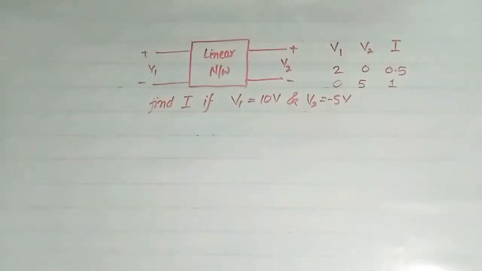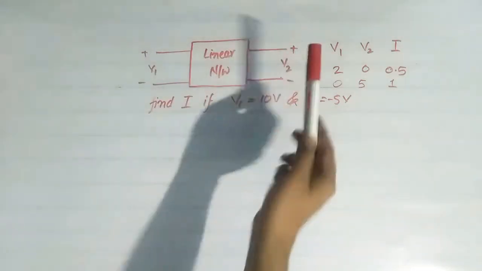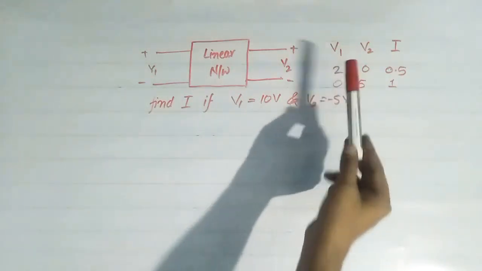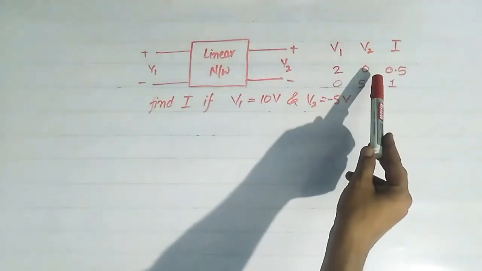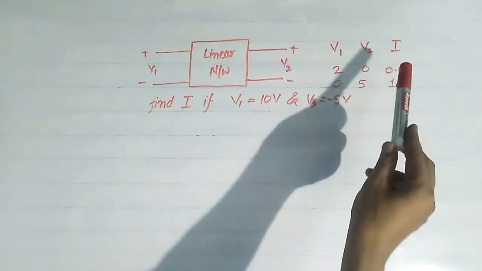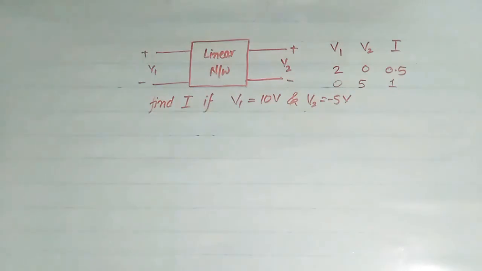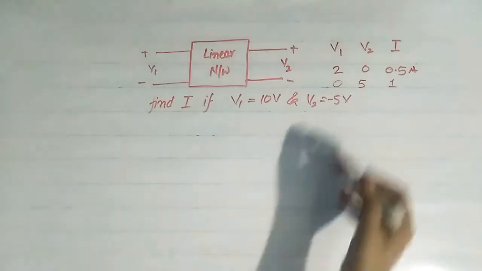Now see this question in which a linear network is given. This is voltage V1 and this is voltage V2. If voltage V1 is equal to 2 volts and V2 is equal to 0, then we get current in any branch equal to 0.5 ampere. And when voltage V1 is equal to 0 and V2 is equal to 5 volt, then we get current in any branch equal to 1 ampere.